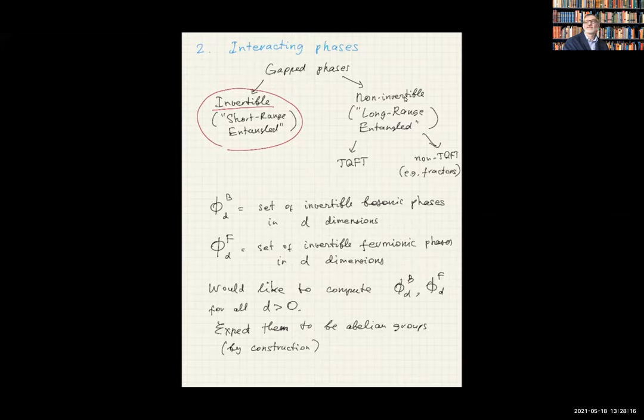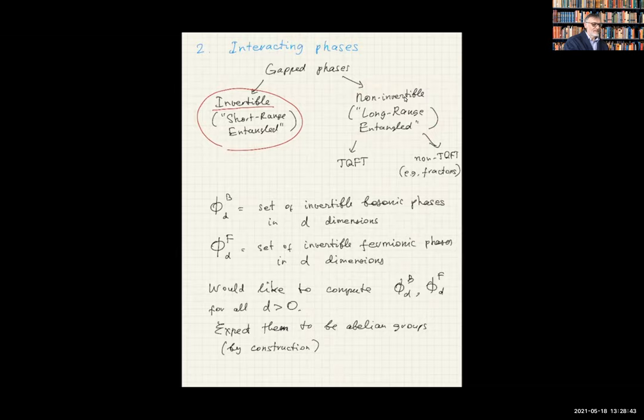So entanglement is different from interactions. Even with short range interactions, and with an energy gap in the spectrum, you can have two qualitatively different kinds of things. The one which I want to focus on is invertible ones, which sometimes people also identify with short range entangled, although I'd rather not use this terminology. And then non-invertible, or long range entangled in different terminology.